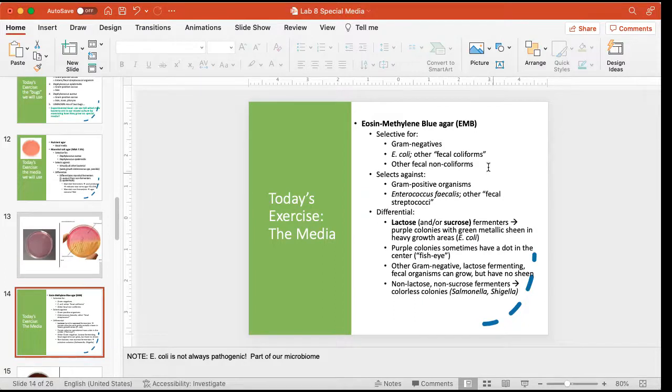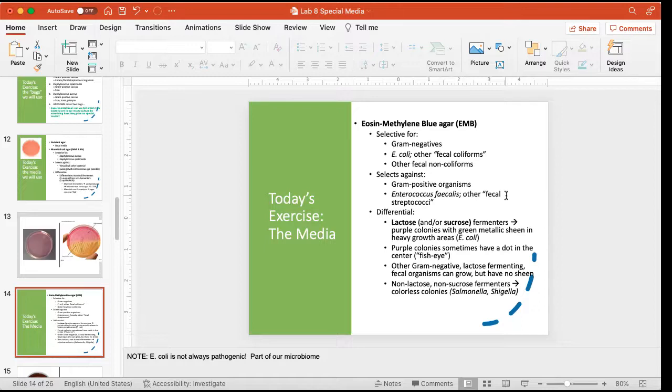All right, so what does this word coliform mean? When you hear the word coliform, that means an organism that's able to ferment lactose and or the sugar called sucrose. So a lot of the organisms that live in our gut are coliforms. And all that means is, again, they can ferment lactose and or the sugar called sucrose. So what can grow on EMB is a lot of fecal organisms. What cannot grow on EMB are any gram-positive organisms. So things like Enterococcus faecalis, remember that one is sometimes called a fecal streptococcus, that cannot grow on EMB. Any gram-positive organism will be selected against and will not grow.